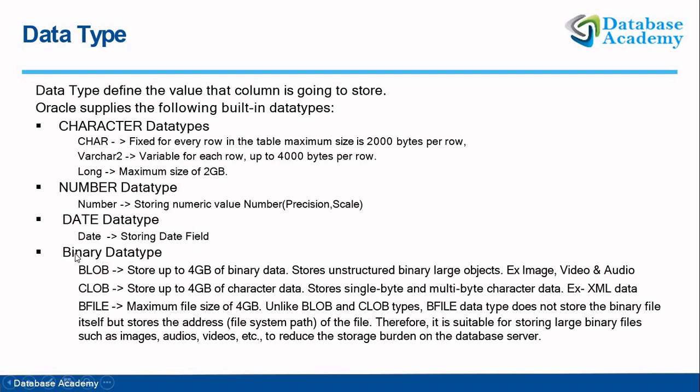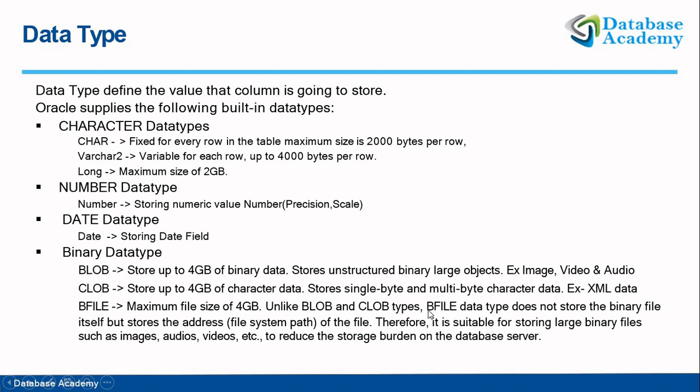Let's move to another data type, that is the binary data type. If we want to store images, videos and audio in our database, we can use a BLOB, which is a binary data type. It can store up to 4 GB. Now we have a CLOB as well, a character data type. It can also store up to 4 GB. We mostly use it for XMLs, which can take more data. So if we have a requirement like that, we can use CLOB as well. BFILE has a maximum file size of 4 GB.